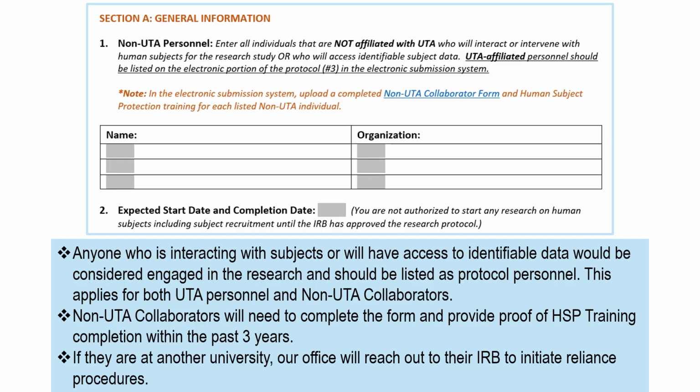The second question on the application requests PIs to provide an estimate for when the study is expected to begin and when it is expected to end. It's important to note that no portion of the human subject research project can begin until IRB approval is obtained. This includes subject recruitment.